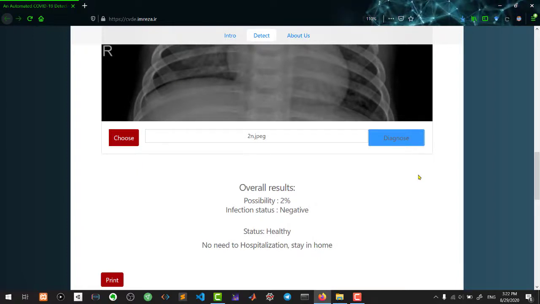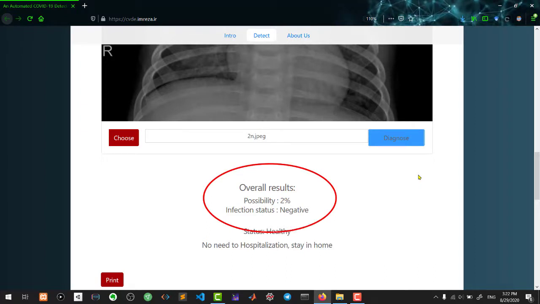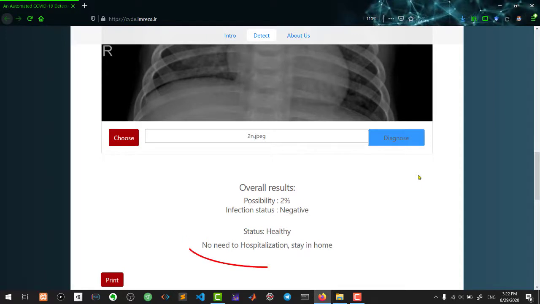Okay, overall results are shown here. The possibility and infection status show whether the person suffers from COVID-19 or not. The second part, status, and a line under it shows the result of my recommendation system, which recommends what the medical staff should do with that patient.